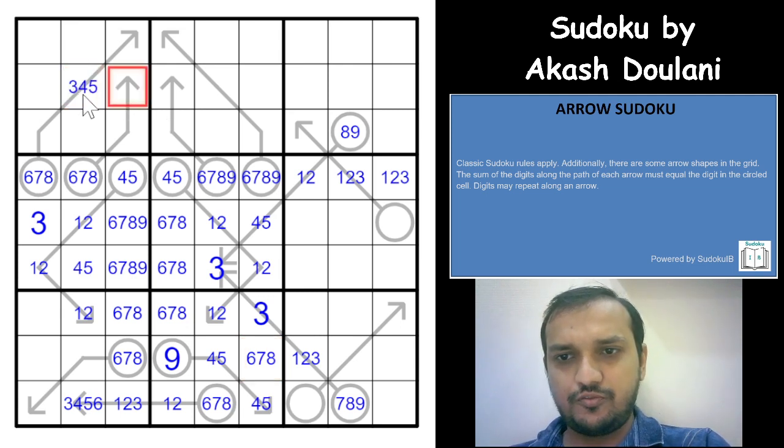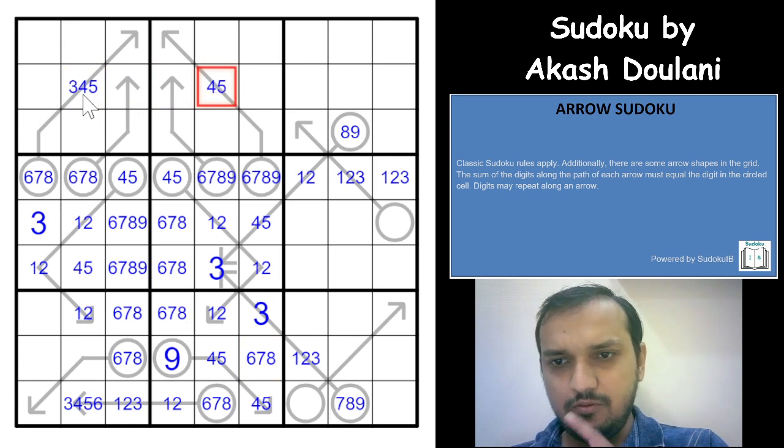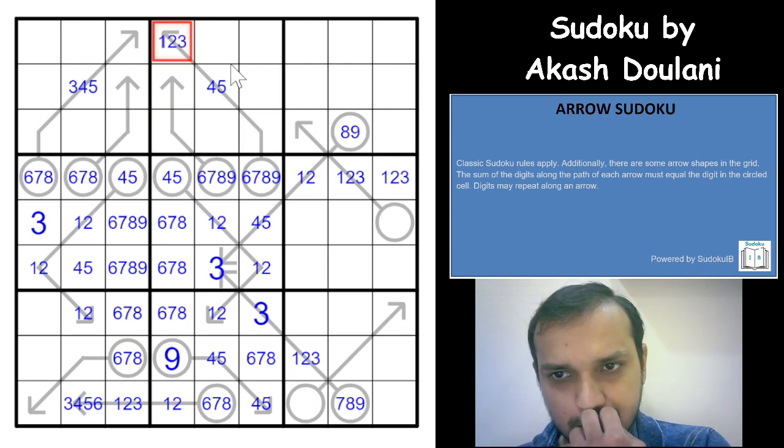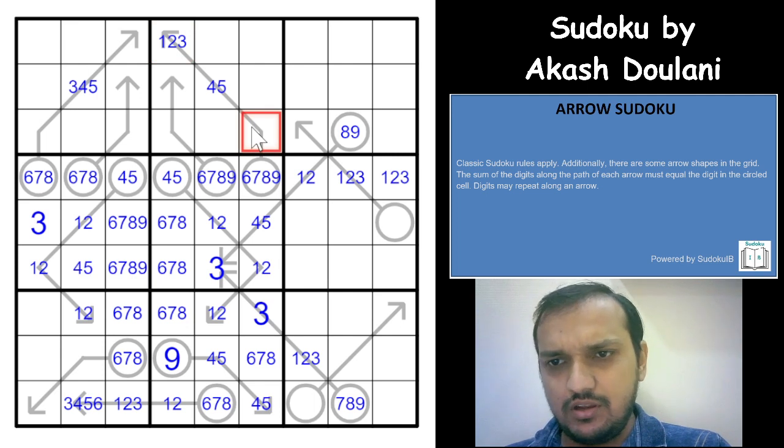This is 3 4 5, this is 4 and a 5, so you get a 4 5 pair here. That won't help much. The other 4 and 5 cannot be in any of these 2 cells, so the other 4 and 5 would have to be here. So 4 5, this is 1 2 and a 3. Okay, you cannot have a 4 5 here, you cannot have a 3 here, so this is only 1 and a 2.